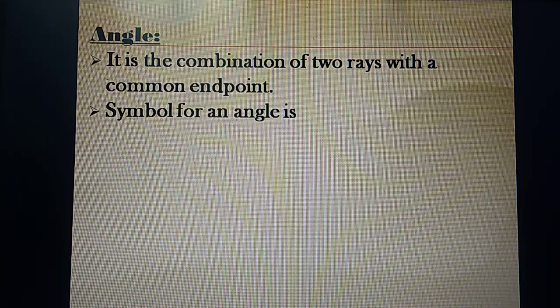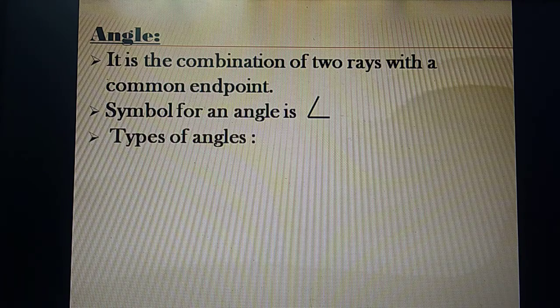Now, symbol for an angle is this. Whenever we are supposed to write angle A or angle B, you will not write the word angle. We will use the symbol to write angle A or angle B.